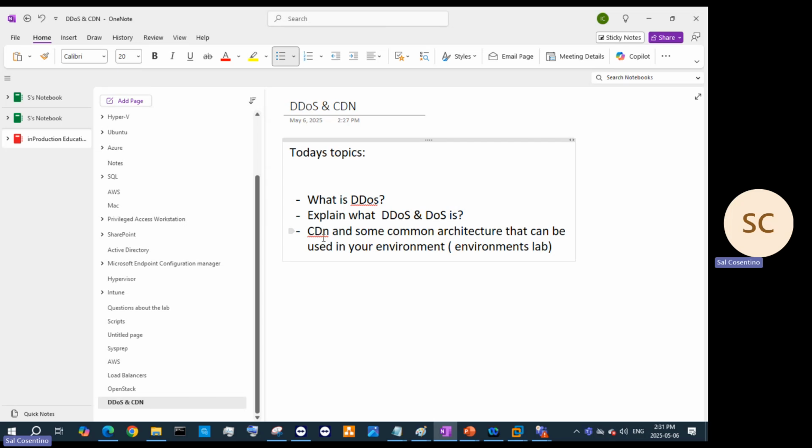Remember, to each its own. Every network is different. Everybody has a different network. It's not something you want to use in your real environment. That's why I mentioned that when we talk about this stuff, this is more of a common architecture that can be used.